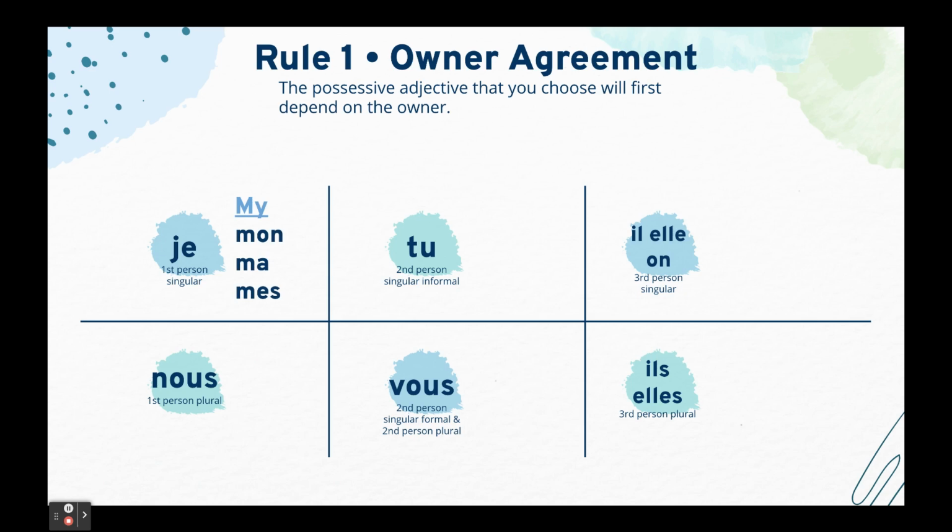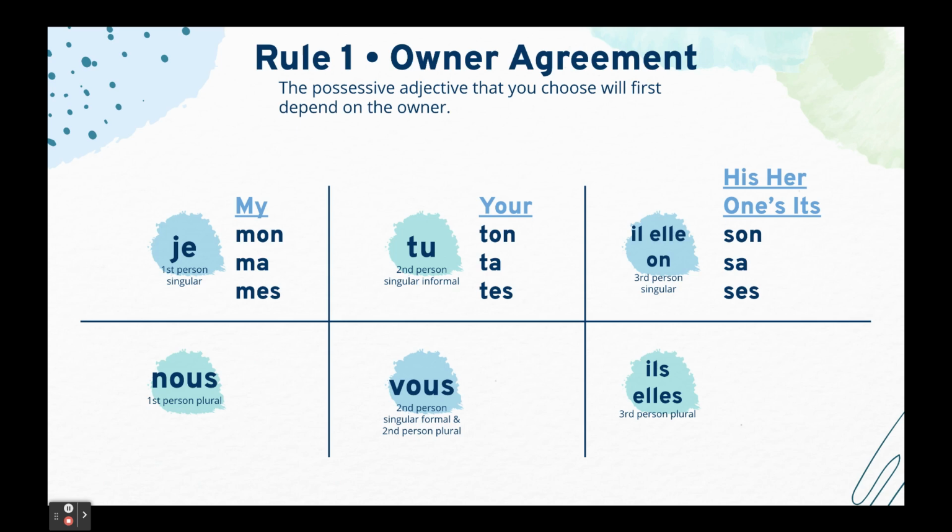They all mean my, but they are used for different reasons. For tu, we look at ton, ta, tes. These are your things. Il, elle, and on. For those 3 subject pronouns, we use son, sa, and ses. They could mean his, her, one's, or its. In some contexts, it could even mean our, but let's not get into that. It's just because on can sometimes be used to mean we.